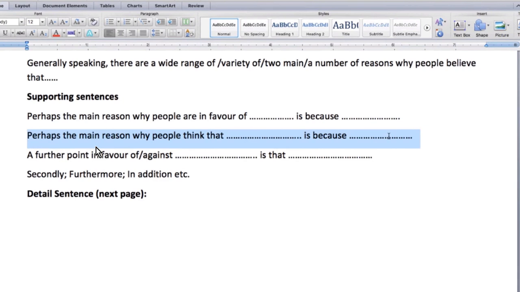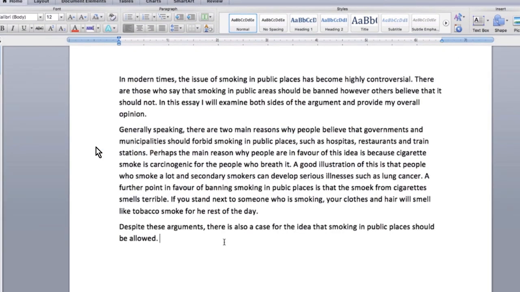We can take that, maybe we should add another one, maybe we shouldn't use perhaps twice, so I'll just take it out. Just take it out because we don't want to repeat that exact structure. So the main reason why people think that this is a good idea. Please notice that over there, so we've got subject, verb, X. I'll talk a lot about that when we do sentence structure. This is a good idea is because why?